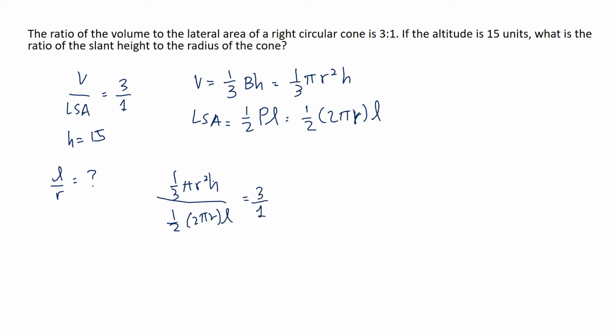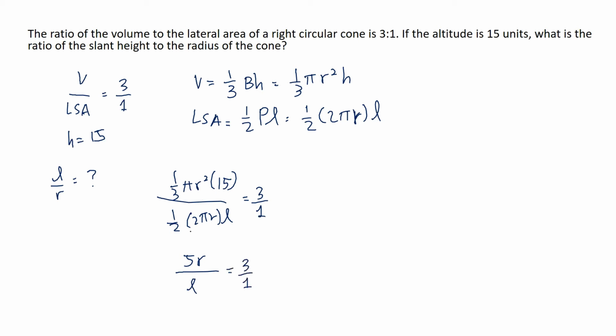Okay? The height, we know the value, which is 15. Simplify this now, class. 15 divided by 3, that's 5. At the bottom, 2 divided by 2 is 1. The pi's cancel. R squared over R, only R remains. At the bottom is L, only slant height remains. Are you following? Okay?